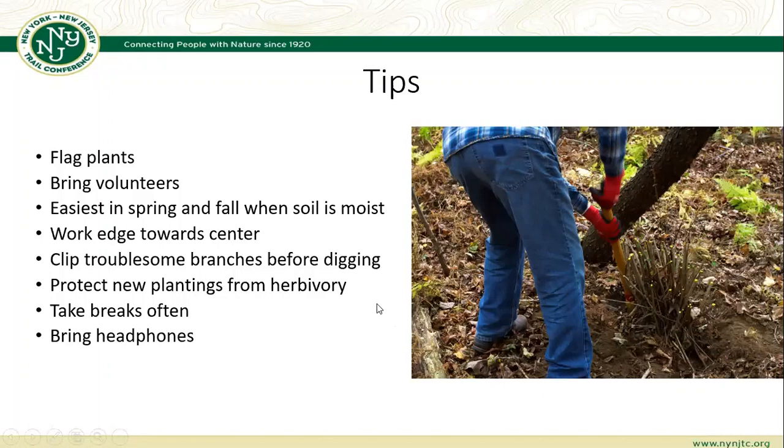If you do plant native plants, you're going to want to protect them from herbivory. So deer, if you don't protect your plants, will just come along and munch that right up and you won't have a plant anymore. So there are tree tubes you can buy. There's deer resistant spray that you can buy. With the deer spray, you're going to have to go back and reapply pretty often, but it is a tool at your disposal. You could also put up fencing around the plants, around the whole area if you want.